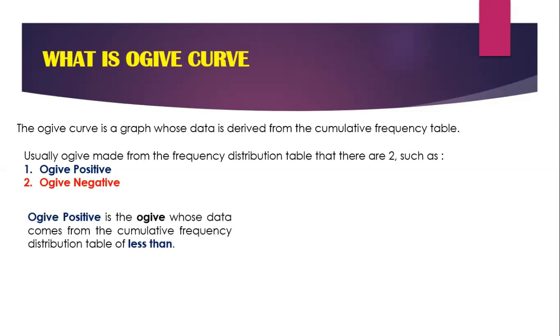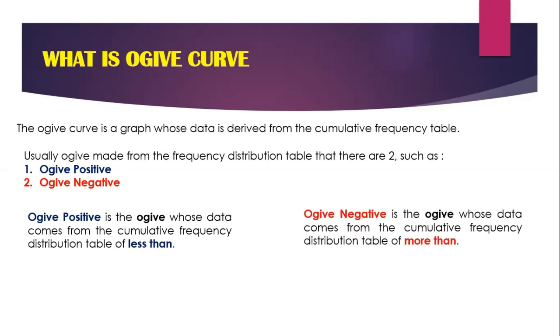Ogive positive is the Ogive whose data comes from the cumulative frequency distribution table of less than. And Ogive negative is the Ogive whose data comes from the cumulative frequency distribution table of more than.